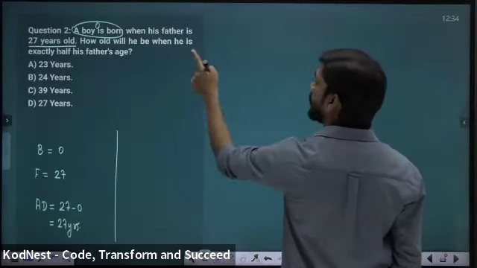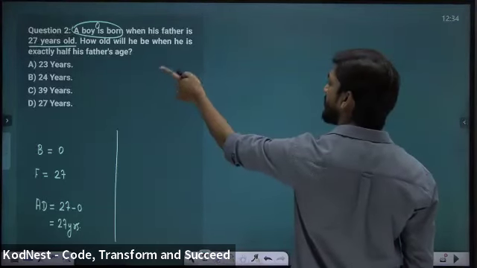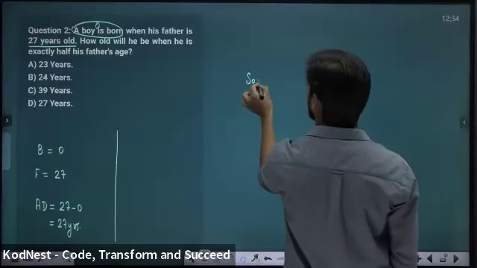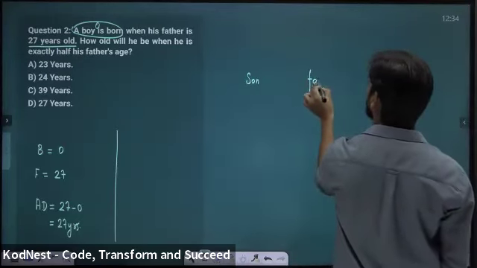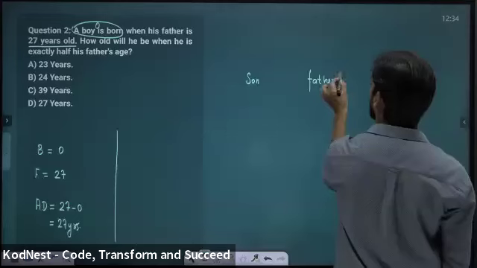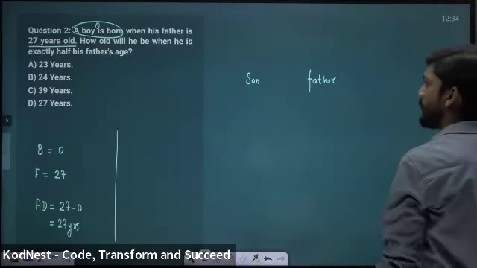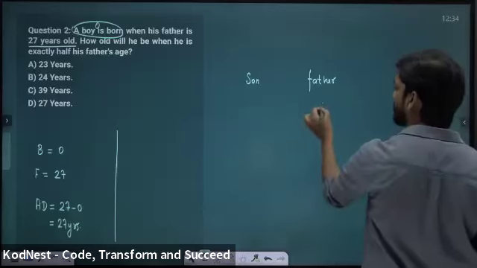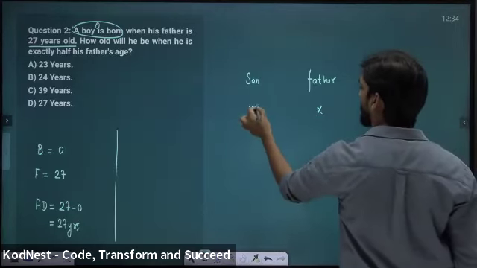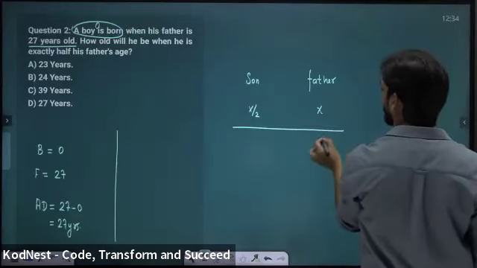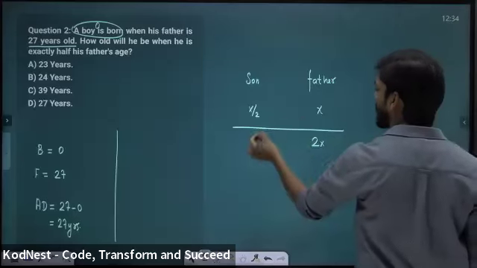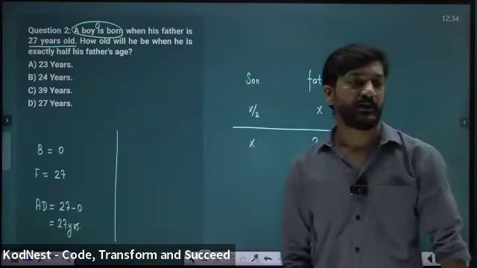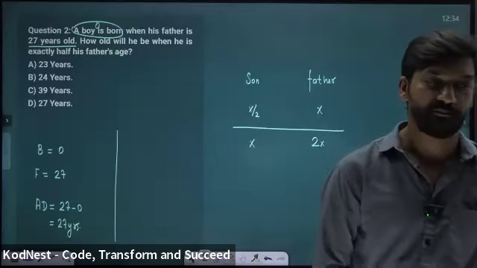How old will he be when he is exactly half his father? So son and father. Please carefully answer. Exactly half of father. What is better? x, x by 2, or 2x, 2x by 2x. What is better? First one or second one? Both are correct. What is better?